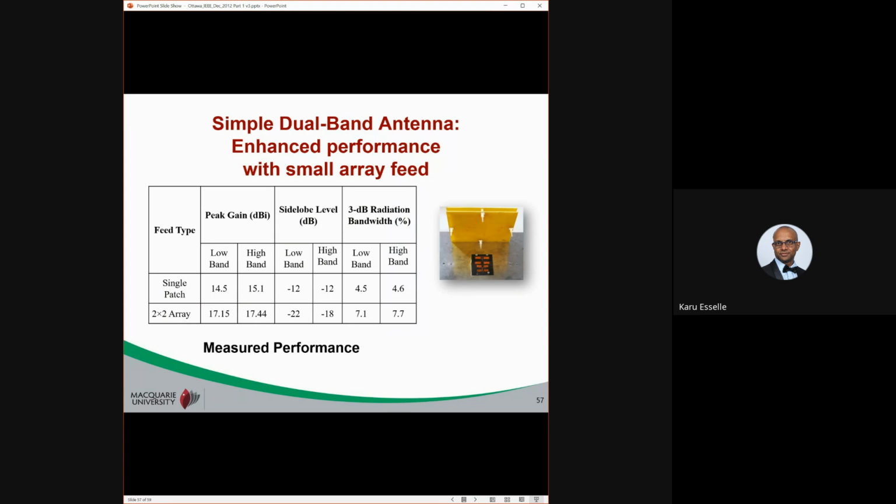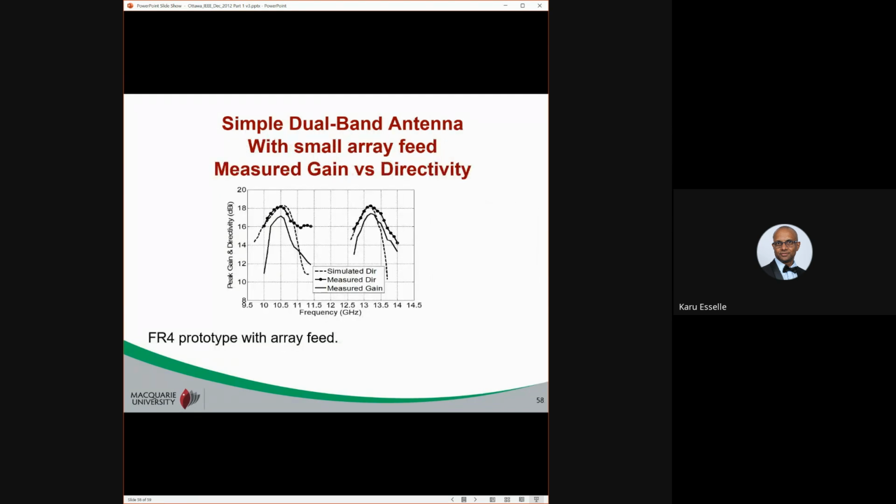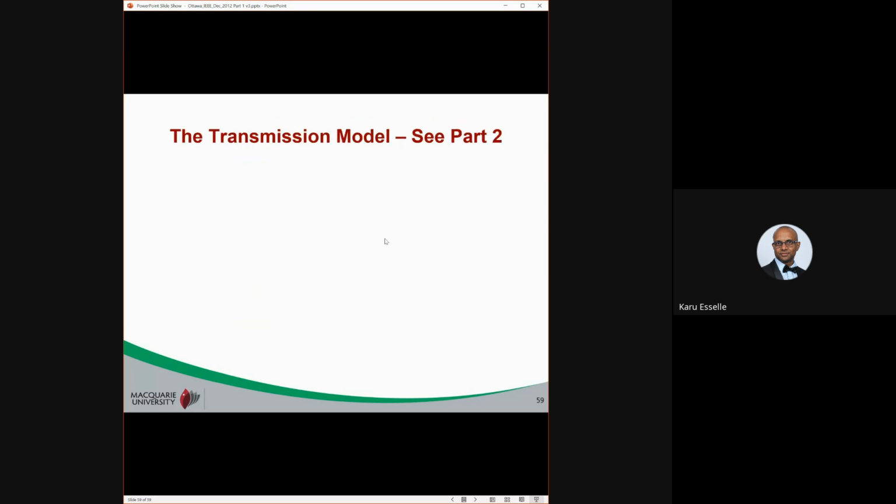You can feed the antenna with a small array instead of one or two elements. So we have done that too. So you can get better performance. And so that is basically how to use the reflection model to design resonant cavity antennas.